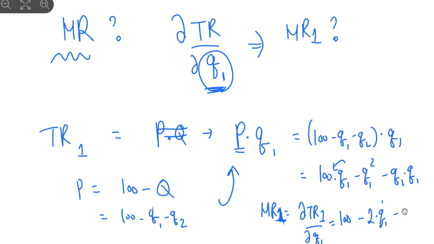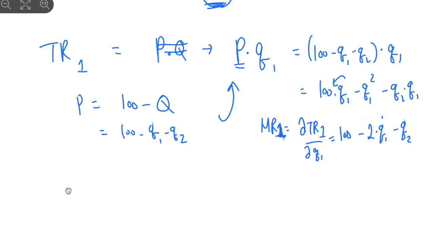Negative, right? We have Q2 as coefficient, and the power of 1 goes down, so it stays the same, and Q1 to the power of 1 minus 1, so it's 1. So we have the marginal revenue of Firm 1 equals 100 minus 2Q1, negative Q2, right? The marginal revenue of Firm 1 is not only decided by the quantity of itself, but the quantity of the competitor.